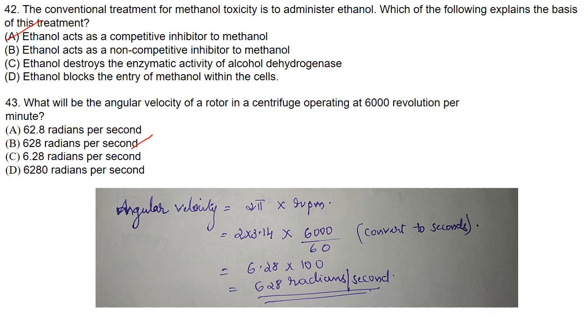What will be the angular velocity of a rotor in a centrifuge operating at 6000 revolutions per minute? So angular velocity is given by 2 pi rpm. So 2 into 3.14 into 6000 divided by 60, that is for converting it into seconds. It is radians per second angular velocity. So 6.28 into 100, that is 628 radians per second. Answer is option B.